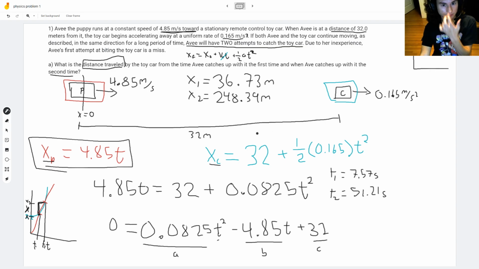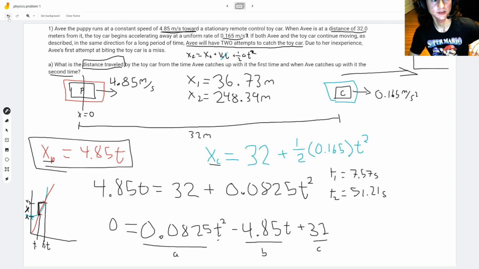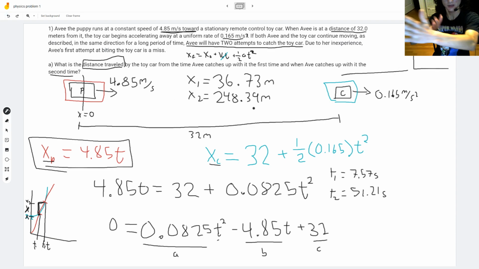So notice how it's saying distance traveled by the toy car from the time AV catches up with it the first time and when AV catches up with it the second time. So basically what's happening here is the puppy's going to pass the car because it's going to bite it, it's going to miss, it's going to pass the car, but then the car is going to zoom ahead past the puppy a second time. So that's going to be the second time where the puppy catches up to it. So basically, if the car is here and the puppy's here, it's going to catch up, the puppy's going to surpass it, and then the car is going to surpass it again.